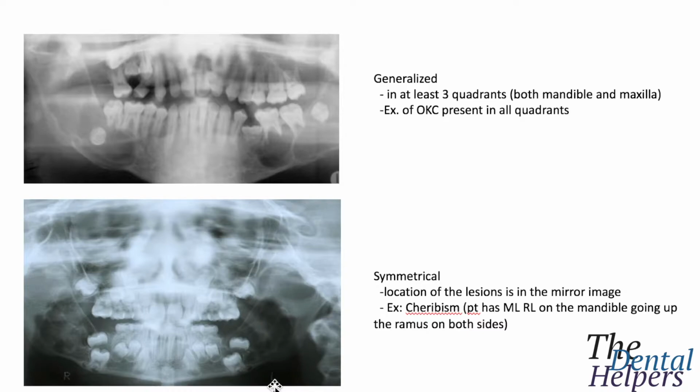Now, if we see a symmetrical lesion, all this means is the lesion is a mirror image, meaning that what you see on the right side is going to be in the same location on the left side. The example of this is cherubism, where we have multiple lesions throughout, and it looks like a scattering of random lesions on this side that are appearing also on this side. Basically, there are these multiple radiolucencies appearing on the mandible, going all the way up on both sides. Now let's look at borders and what that means.